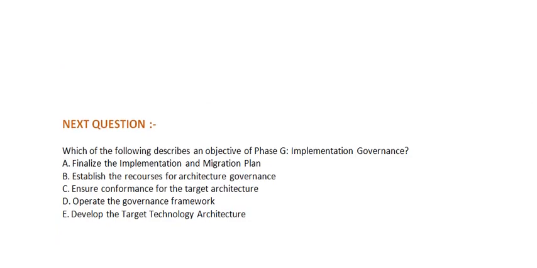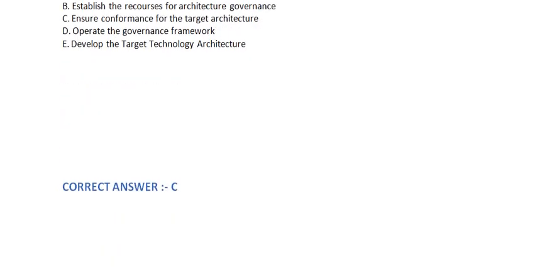Now moving to next question. Which of the following describes an objective of phase G implementation governance? Option A, finalize the implementation and migration plan. Option B, establish the resources for architecture governance. Option C, ensure conformance for the target architecture. Option D, operate the governance framework. And option E, develop the target technology architecture. The correct answer is option C.